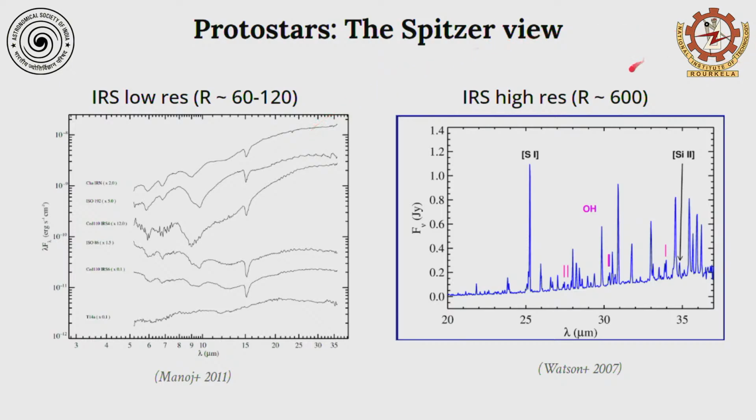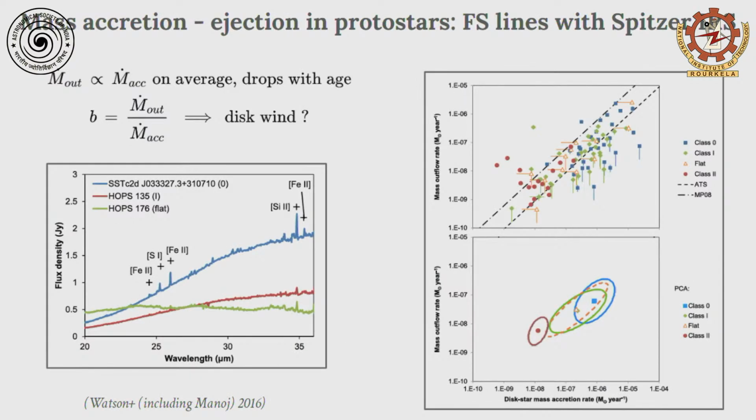But when you go to higher resolution, this is a spectrum of NGC 1333 IRAS 4B. You see the sulfur 1 and silicon 2 fine structure lines, and the OH doublets that I have marked in pink. All the other lines that you see there are pure rotational transitions of water in the ground vibrational state. So it's an extremely rich spectrum.